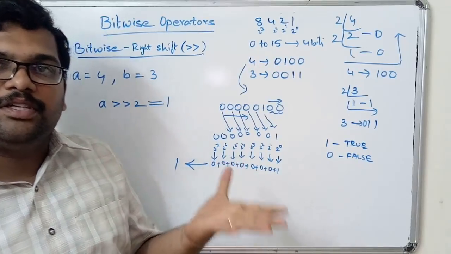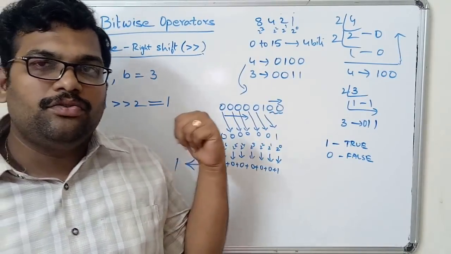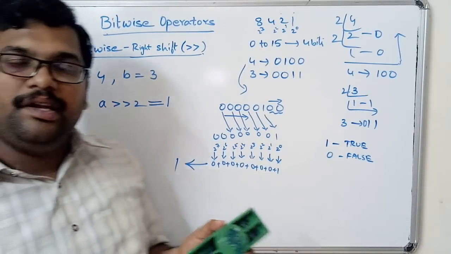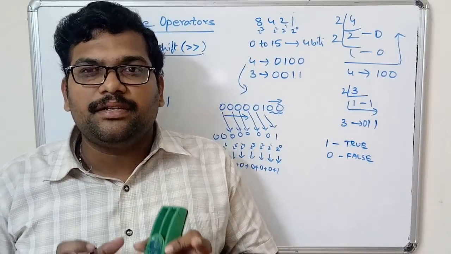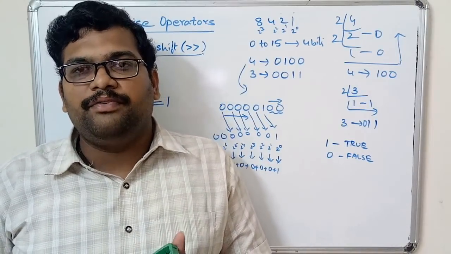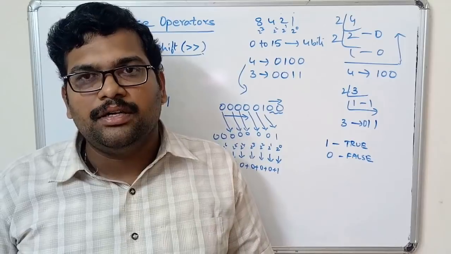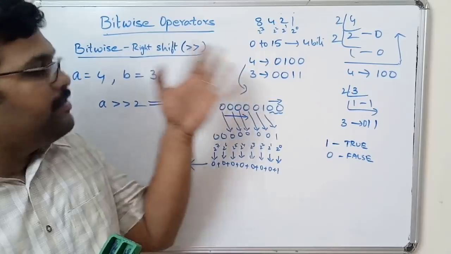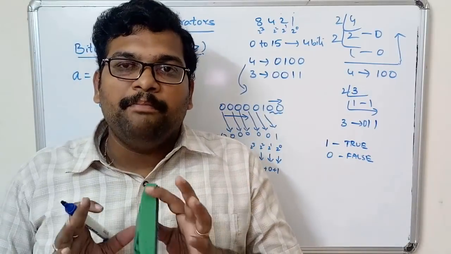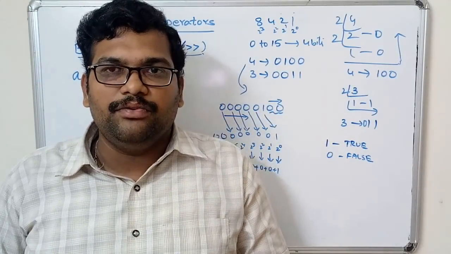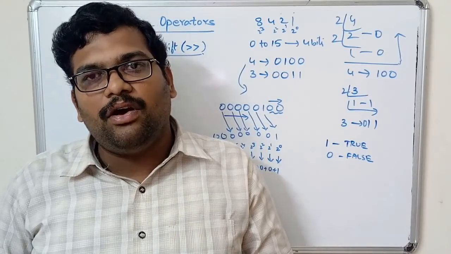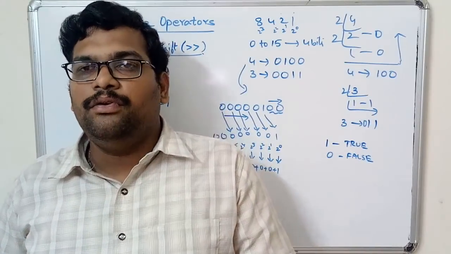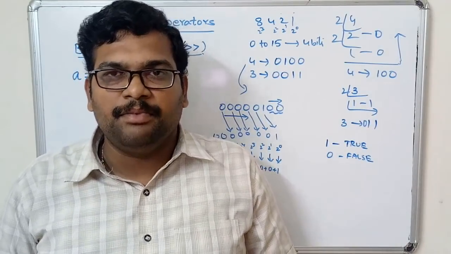Simple operations. Hope you understood the right shift operator. So these are all the various bitwise operators: bitwise AND, bitwise OR, bitwise XOR, bitwise NOT, right shift and left shift. All these bitwise operators will be performed on binary equivalents of decimal values, and the resultant will also be binary, but we get the conversion from binary to decimal and the resultant will be in decimal format.